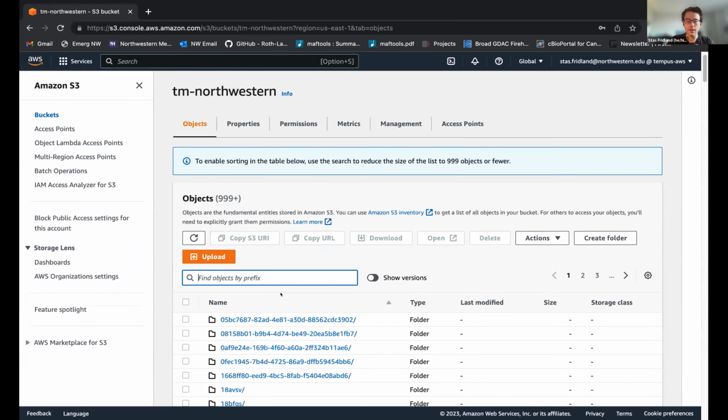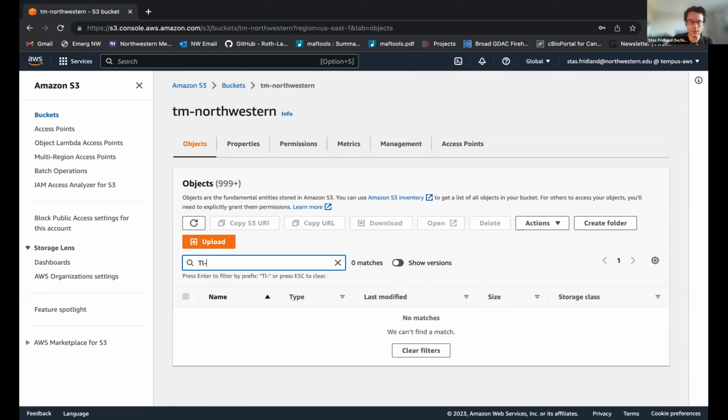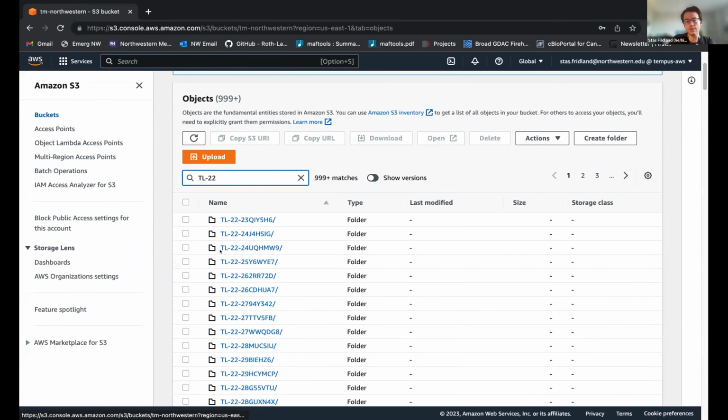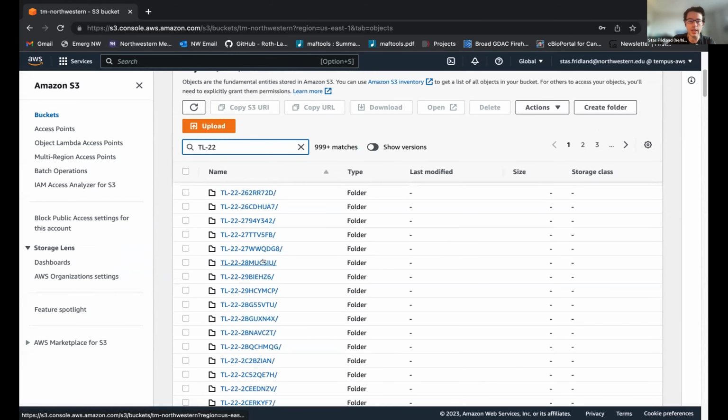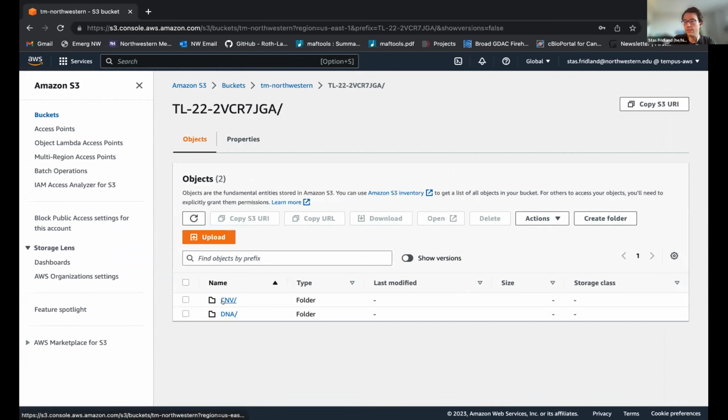So if we take one from 2022, TL Tempest Labs-22 is all the patients from 22, and you can randomly click on one, and you'll see that there's CNV, copy number variation, and there's DNA, but there's no RNA. That's how you determine whether they have the RNA. I'm making the assumption that if it's not here, they didn't do it.